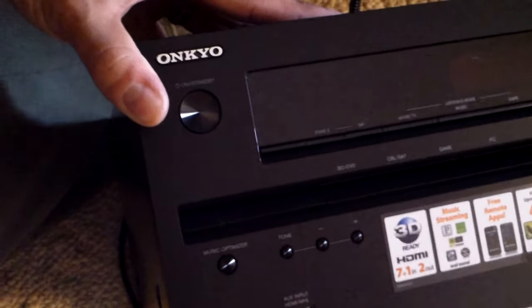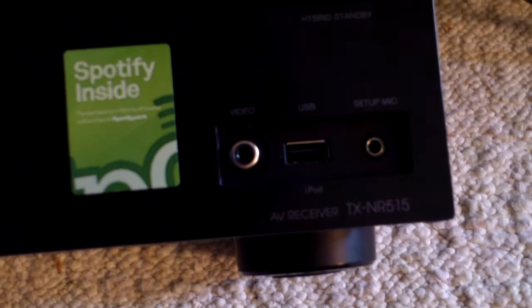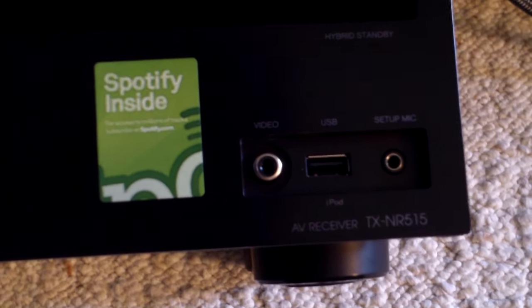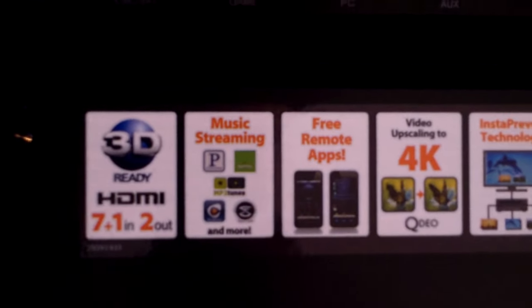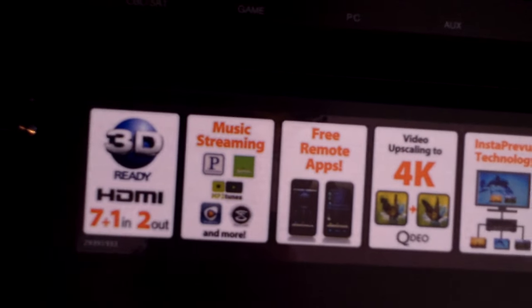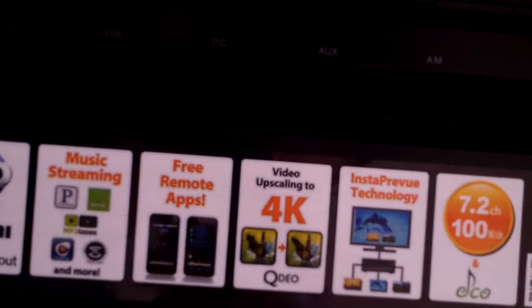All right, this is connecting the Onkyo TX-NR515 audio-video receiver, okay? And it is 3D ready and all that good stuff, and it does the streaming on Pandora radio if you have the Ethernet cable connected in the back.